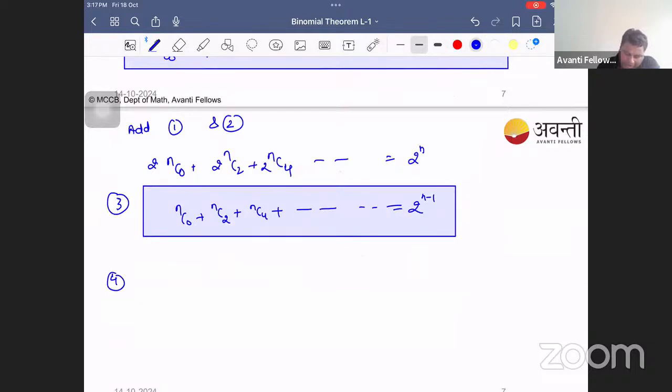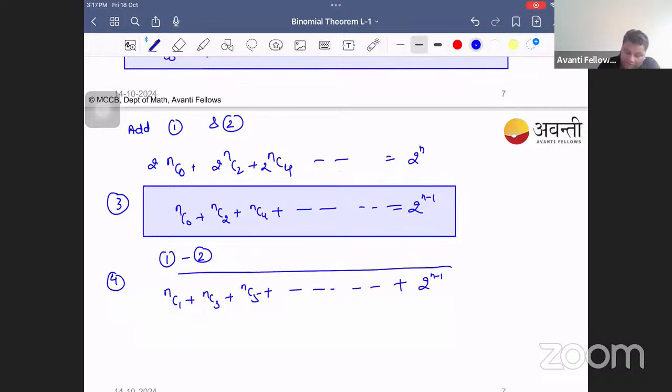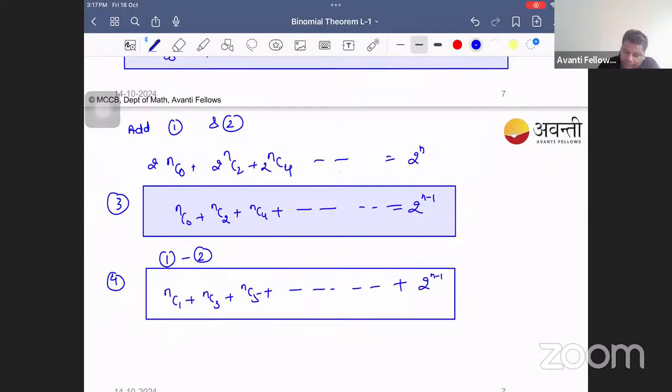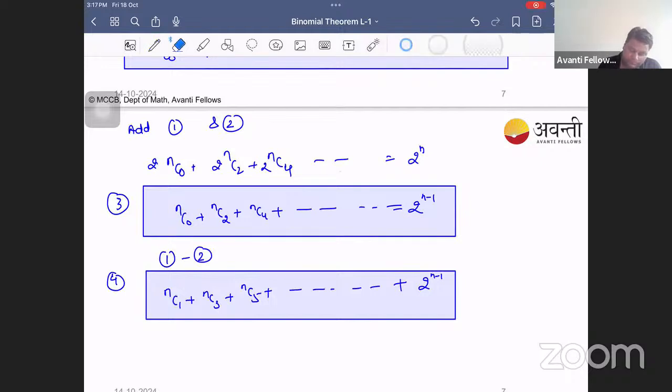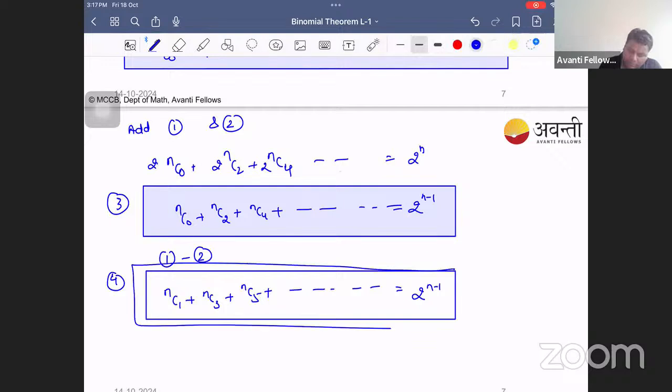Now, fourth, if I subtract 1 and 2, you get nC1 plus nC3 plus nC5 and so on. That is also 2 to the power n minus 1. Got it?